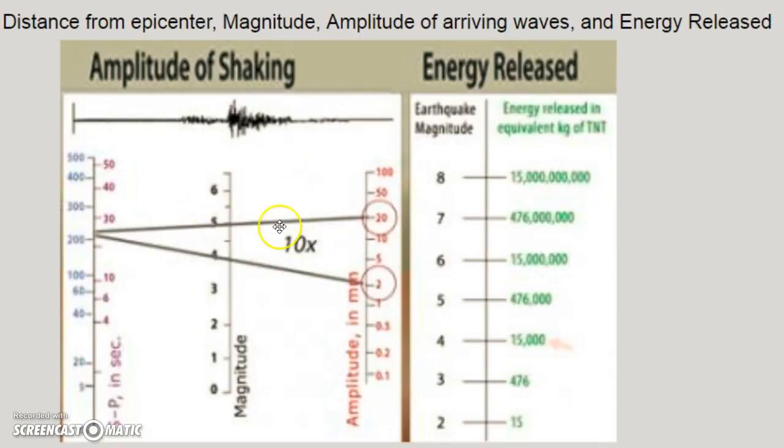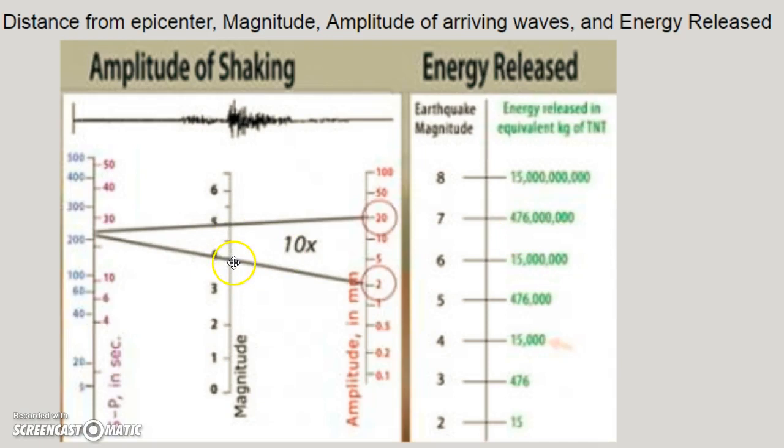So let's observe this graphic. The distance from the epicenter is measured on the far left column. These are generally in kilometers or in miles. The central vertical line that we're going to be measuring is going to look at magnitude, which is generally measured on the Richter scale. And then the line here in red is going to measure the amplitude of the arriving waves. And then this far right-hand side is going to describe the energy released from the earthquake itself. Observe, we're connecting the magnitude to the amount of energy.